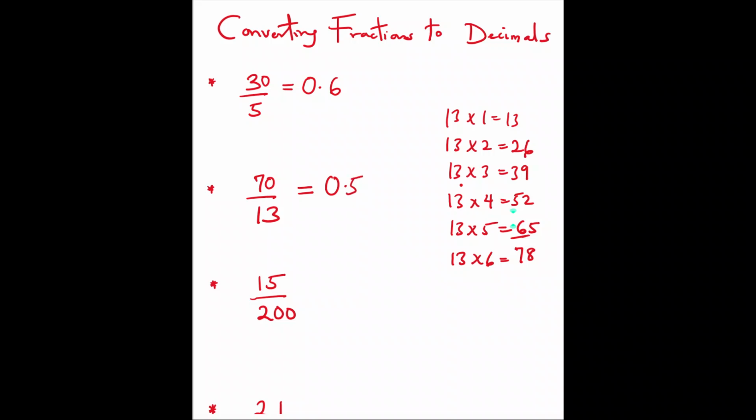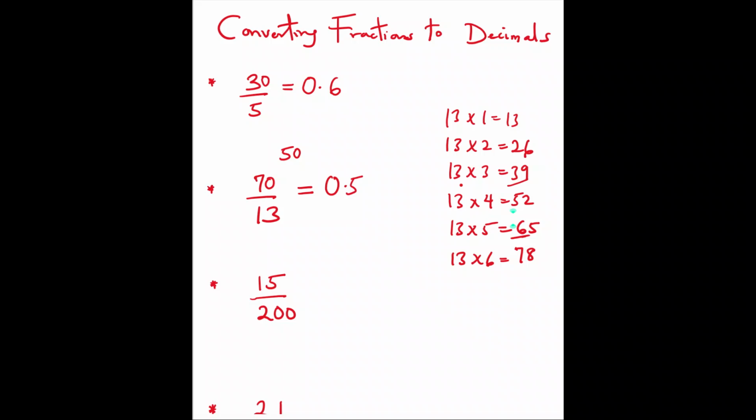Okay, so that will be 65. So 70 minus 65 is 5. Then we still write 5 again, because we have remainder 5. But 13 cannot divide 5, so we still put another 0 at the back of 5. Okay, so now we'll do 50 divided by 13.